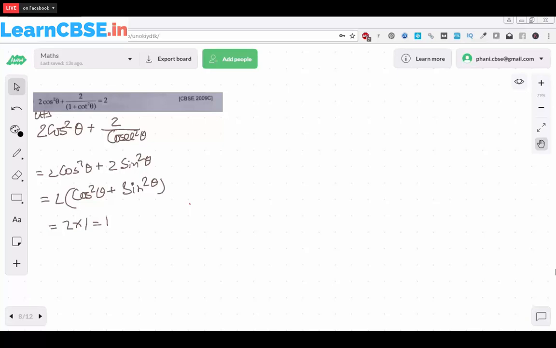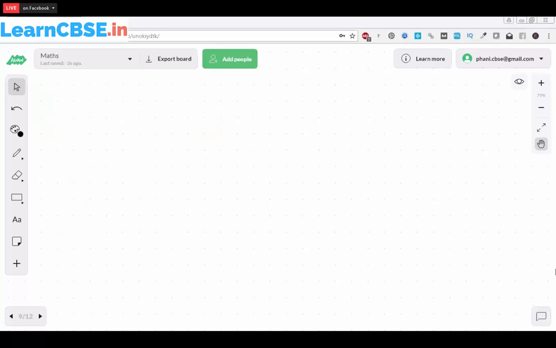In the same way, the next question is given. Prove that (sine theta minus cosec theta) into (cos theta minus sec theta) equals 1 by (tan theta plus cot theta). So we have to convert everything in terms of tan and cot. So we have sine theta minus cosec theta into cos theta minus sec theta.